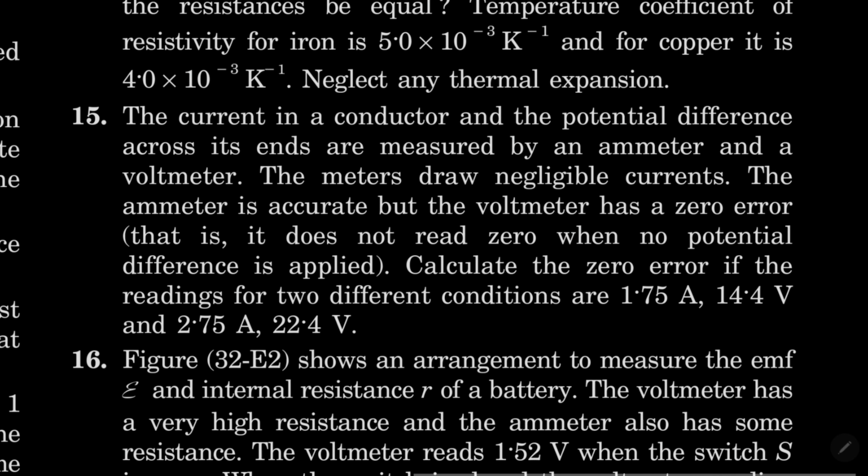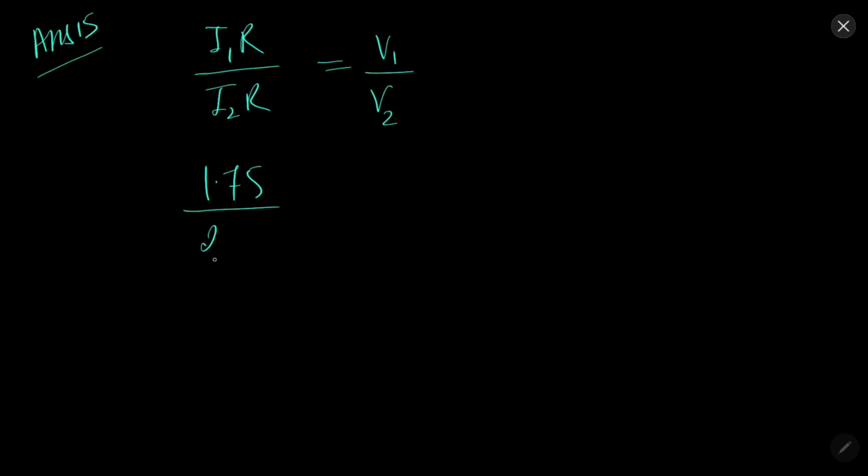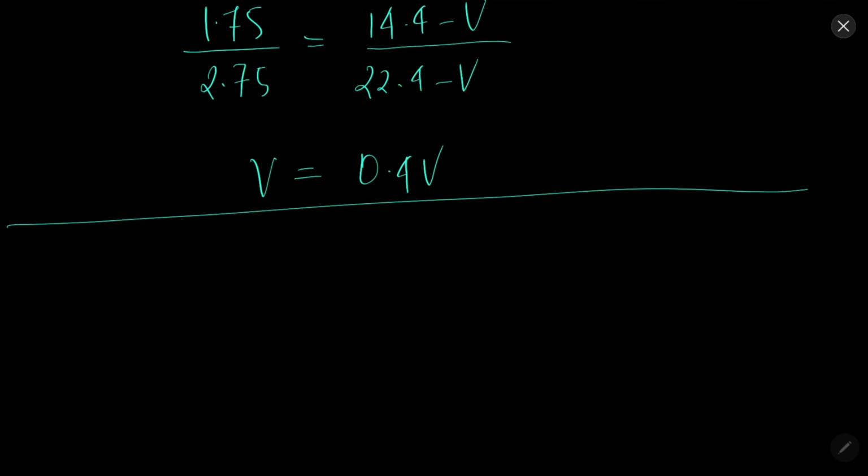In 15, calculate the zero error if the readings in the two different conditions are given. Solution 15. So here I1R by I2R equals V1 by V2, which will be 1.75 over 2.75 equal to (14.4 − V) over (22.4 − V). So from here V will come out to be 0.4 volts.